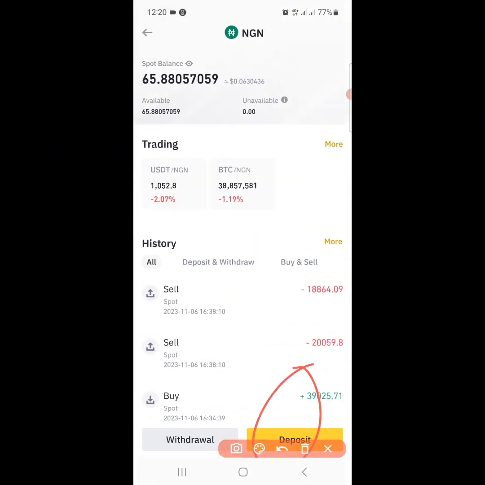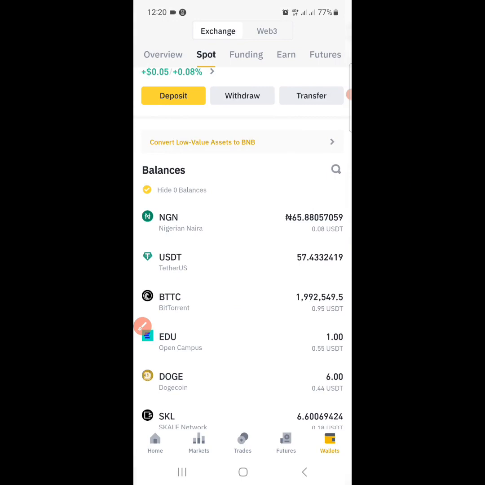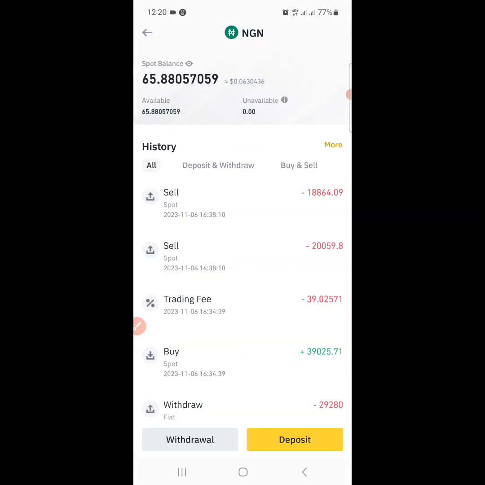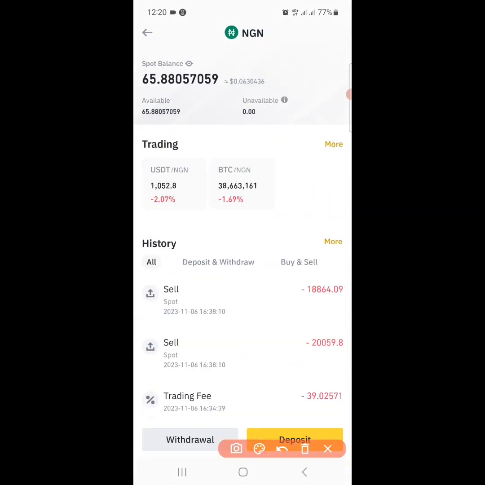I already made a video on how to make a deposit into your Binance account, that is making a deposit of NGN into your Binance account. So when you come out to the wallet area, you have to go to this spot area. Then when you come to the spot area, you have to go ahead and search for NGN. I'll just search for NGN here. You see NGN is coming up. Then I'll just select NGN. So we'll be seeing the withdraw button and also the deposit button.